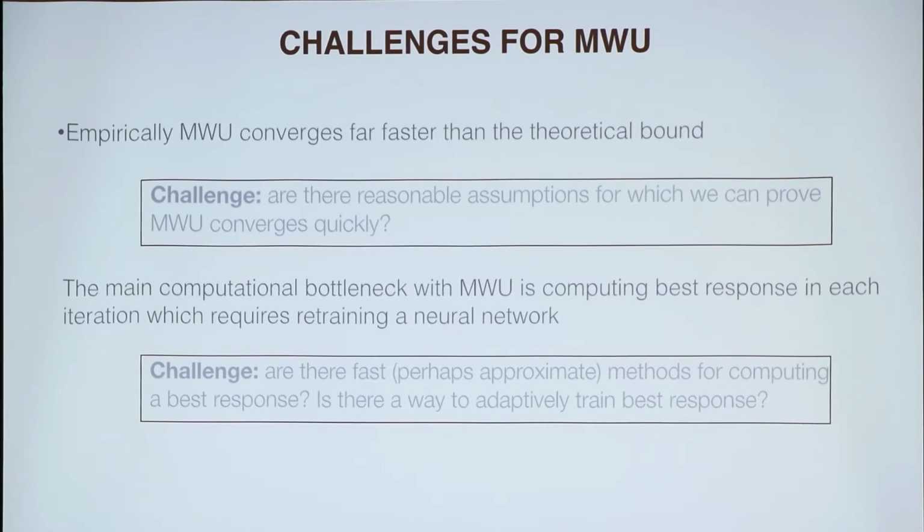Can we somehow initialize the training from the previous step and cut the cost of retraining the neural network in every step? If we can do that, it's theoretically interesting, but also practically very interesting, and it could make these methods very practical and fast. Question?